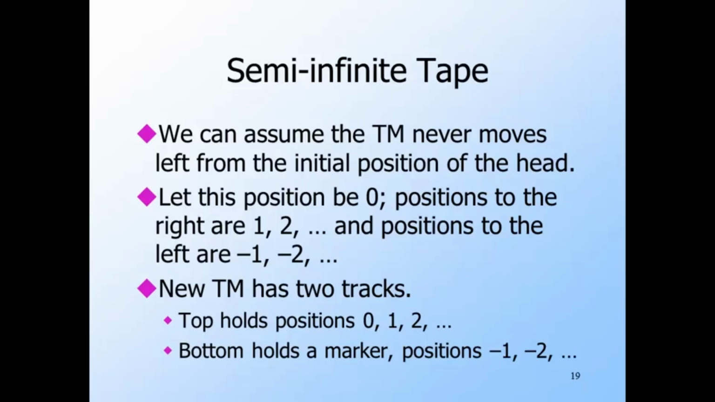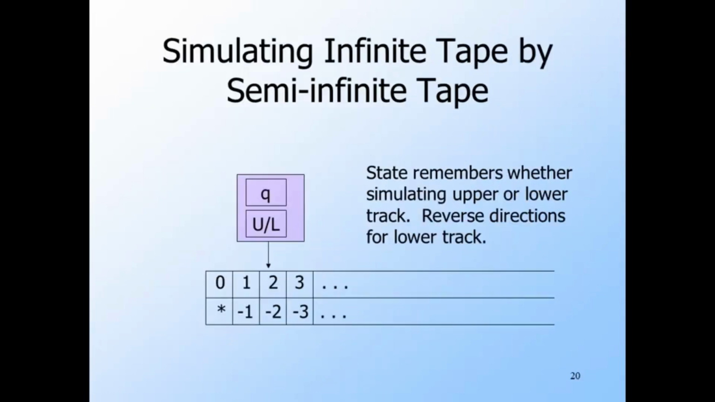Also on the bottom track are all the negative positions of the original Turing machine with position -i paired with position i. That is, the bottom track holds the tape to the left of position 0, but backward. Here's a picture of the new Turing machine. Its state holds the state of the original Turing machine plus a bit, U or L, that tells it whether to look at the upper or lower track to simulate a move of the original.